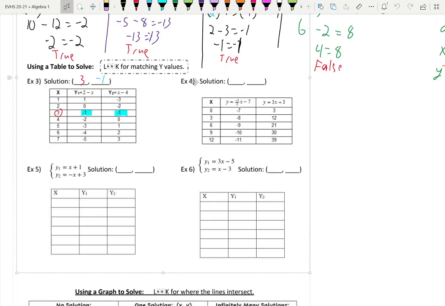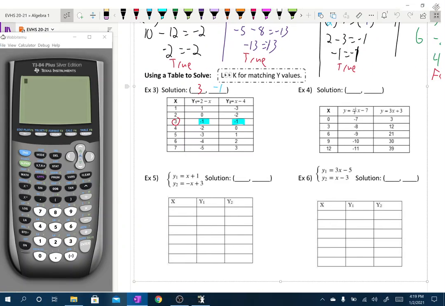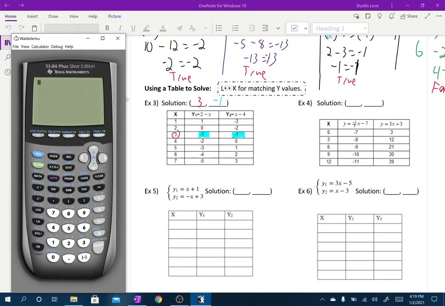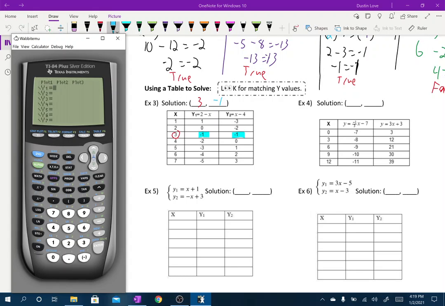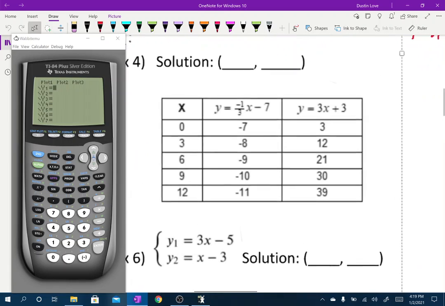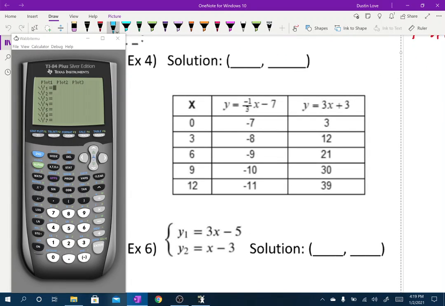So at first glance, we don't have a solution on this table, but the good thing is we have a calculator that we can use to help us out with this. So I'm going to jump over to the calculator and go to y equals. In y equals, for y1, I'm going to type in the first equation. Remember, this negative 1/3 we type in as negative 1 divided by 3, and then times x minus 7. The second one we're going to type in as 3x plus 3.